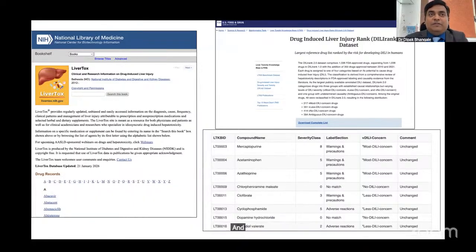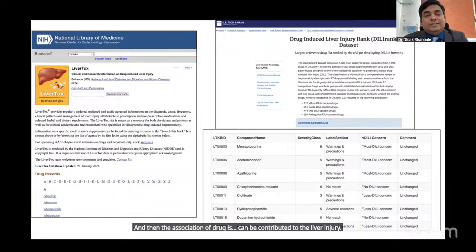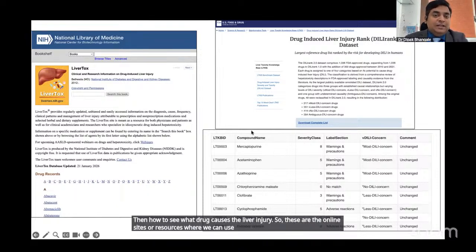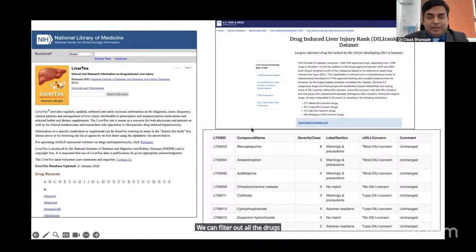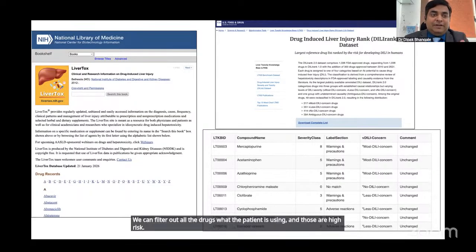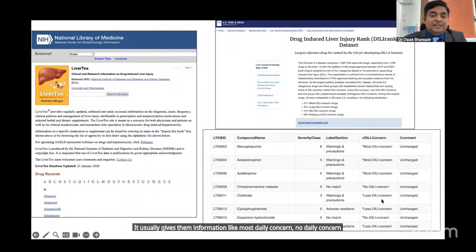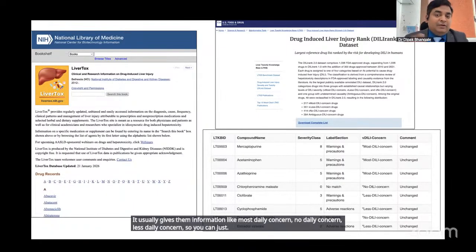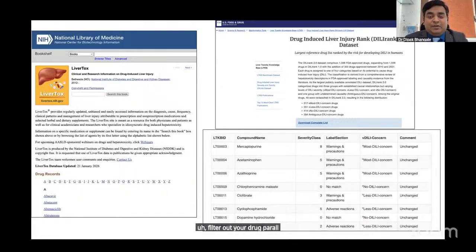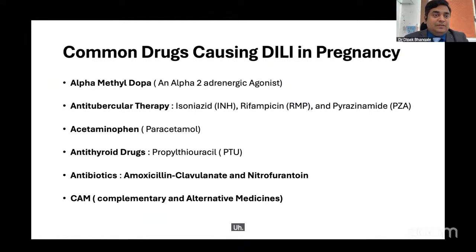Then the drug association can be considered as contributing to the liver injury. Then how do we see which drug causes the liver injury? These are the online sites or resources we can use to filter out all the drugs the patient is using and see whether they have high-risk liver injury potential or not. You can see the US Food and Drug resource. It is very simple to use. It gives information like most concern, no concern, less concern. You can just filter your patient's polypharmacy and find out which drugs can be causing drug-induced liver injury.